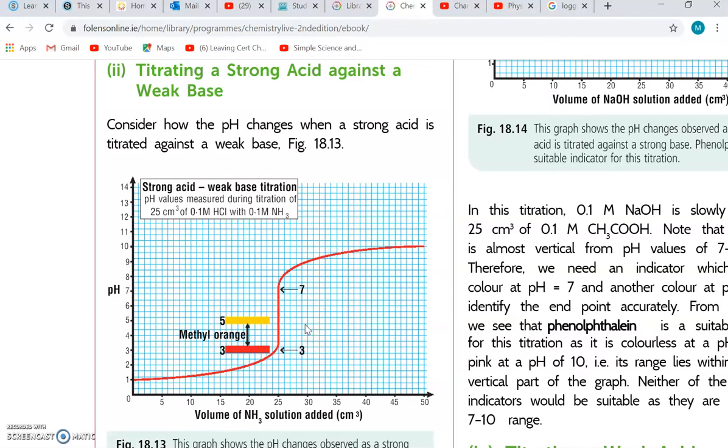The other one was litmus, which changed in the range from 5 to 8. Again, not in the range of this. So the only suitable indicator that will work for this titration is methyl orange, because it changes from 3 to 5. Okay, so when you react any strong acid with a weak base, you use methyl orange. We'd have seen this with hydrochloric acid and sodium carbonate as an example.